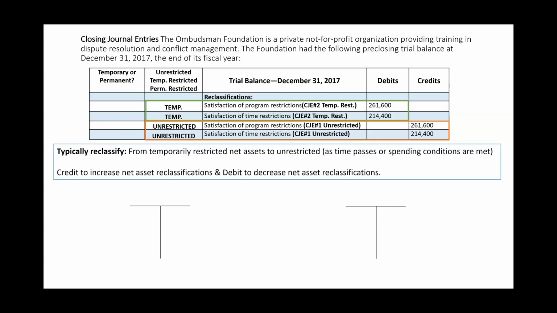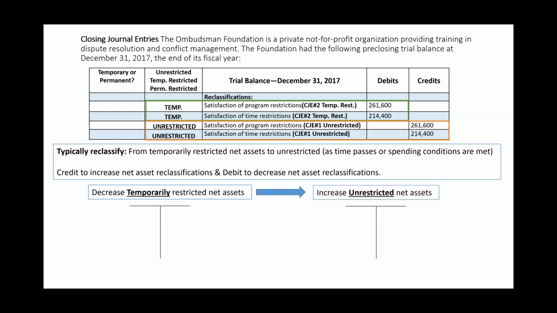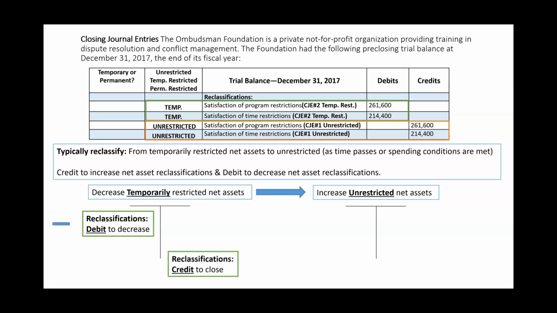So if we look at this T-table on the left, this is going to be our temporarily restricted accounts, and then the one on the right is going to be our unrestricted assets. When we reclassified, we debited it to decrease it, which leaves us with a debit balance, which is incorrect for this. Typically these have a credit balance. So how do we close that out? Well, we have to credit it. So when we're closing that reclassification, we have to credit it, okay?